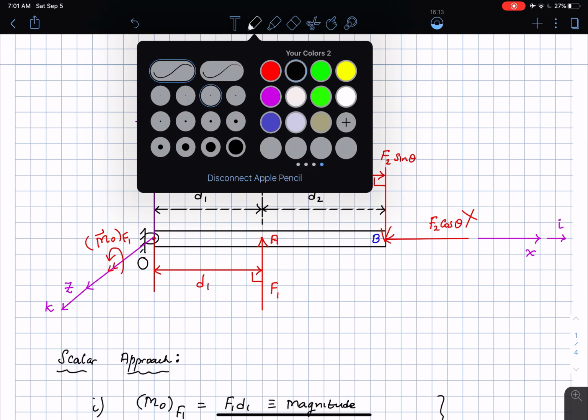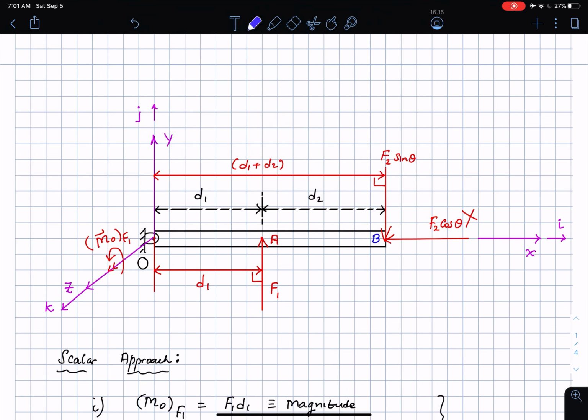So I'm going to draw that in a different color. Before that, this is getting a little too crowded. So this is the z direction, and here is the direction of the moment due to the force F2 sine theta. Let me get rid of some of these things here.